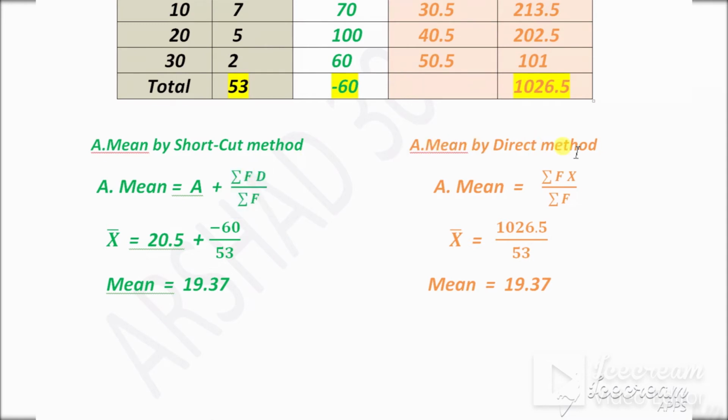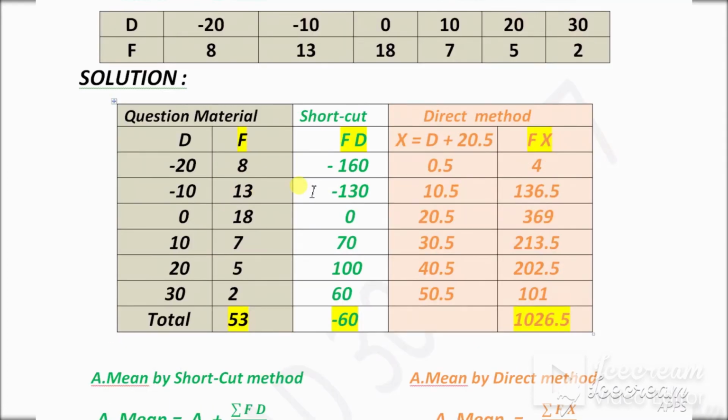And for the direct method, the formula is f multiplied by x. So first we have to find x. For finding the direct method mean, we have to find x. Although f is given in the question, x is not given. So here we have to find x, then we will multiply f with x. Now look at this one. F and d are given in the question, so write this as it is in the first two columns.